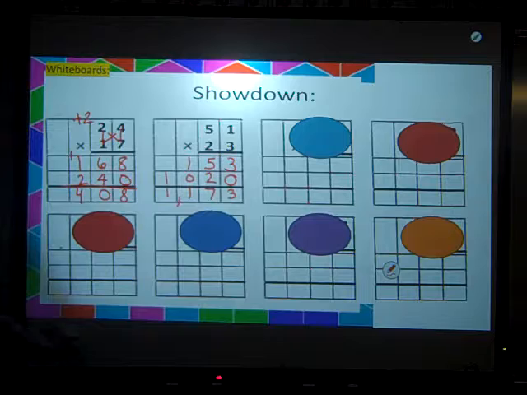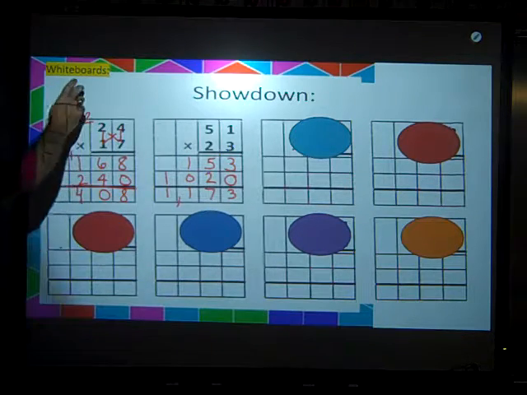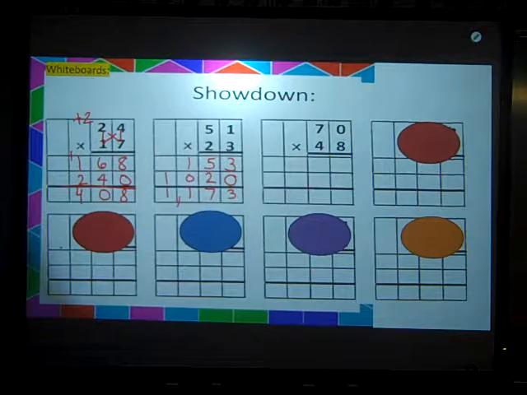Here you go. And skip a row. Go. 70 times 48.